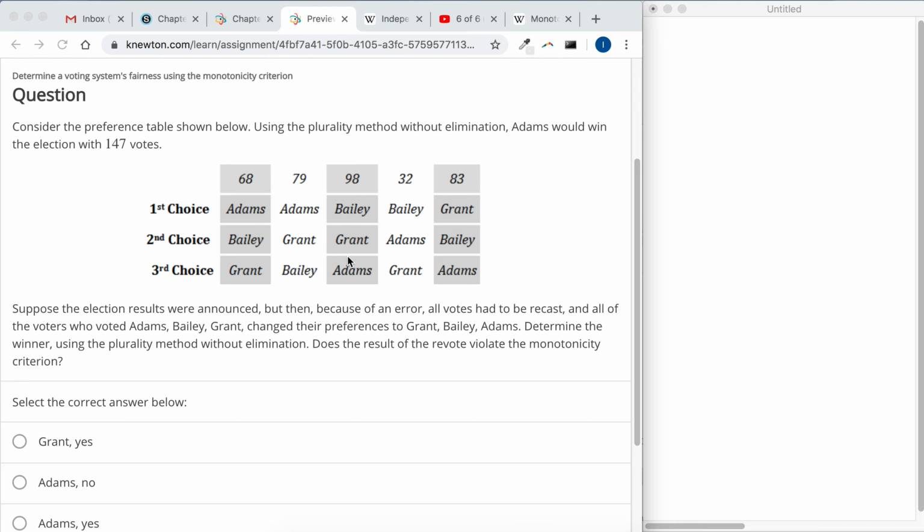So just one last example. Let's say Grant lost this election, and then we went back and we said, oh, whoops, we actually calculated as if Grant got first choice in these ballots. Grant was supposed to get second choice, so we moved them down. And then all of a sudden, by moving them down, Grant wins the election. That's a violation of the monotonicity criterion.